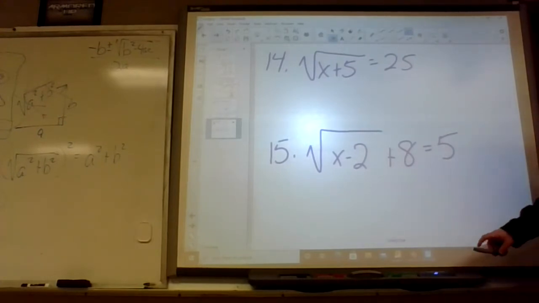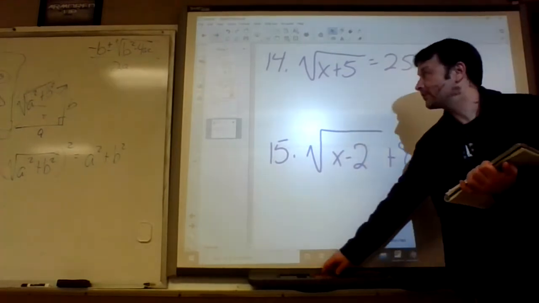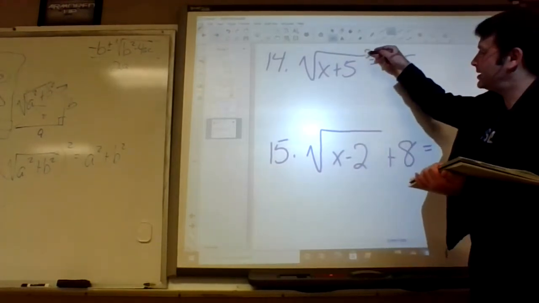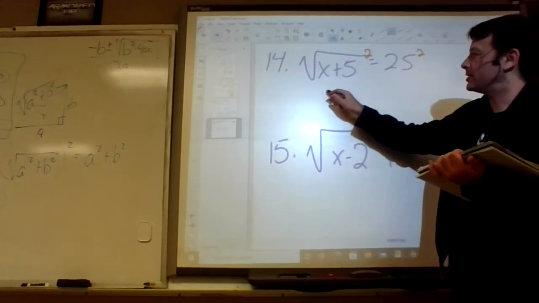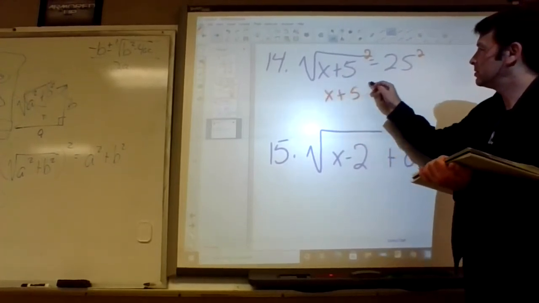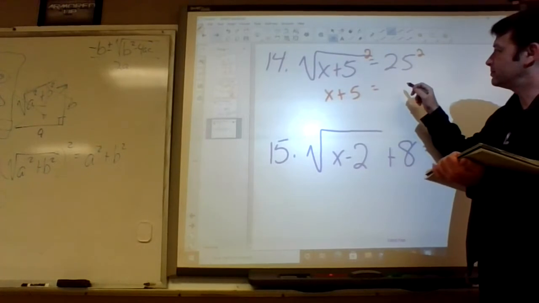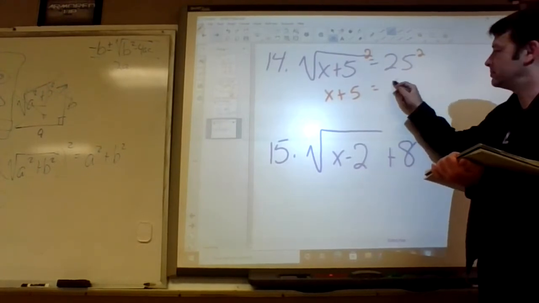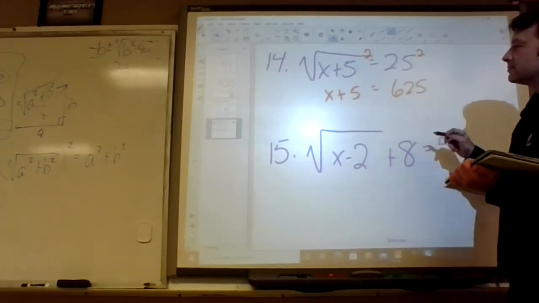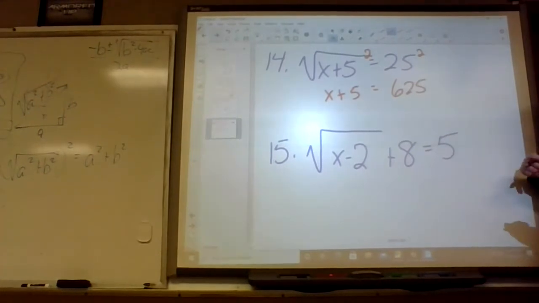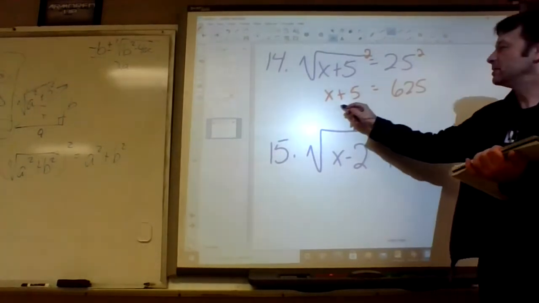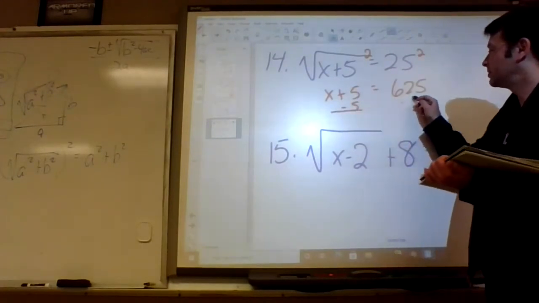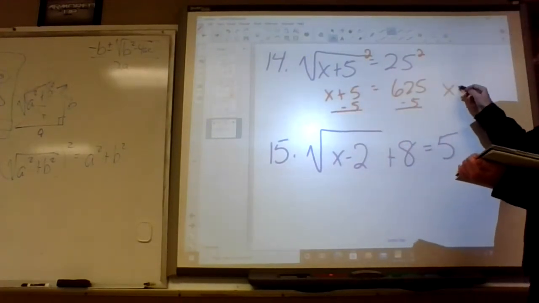Okay, what's the first step on 14? Square. If the whole left side is under the square root, you want to square it. So it's x plus 5 equals 25. 25 times 25, 625. I don't remember what you do next though. Oh, so minus 5. X equals 620.